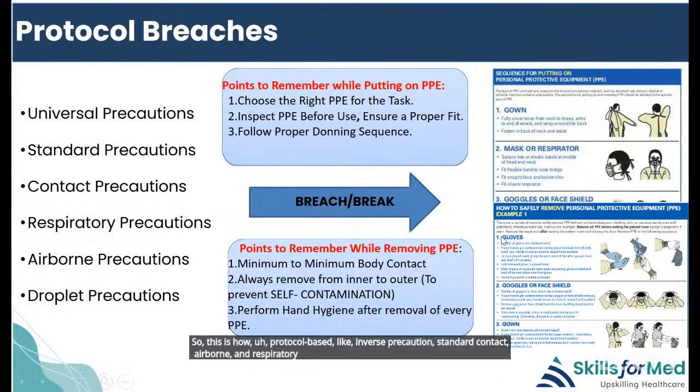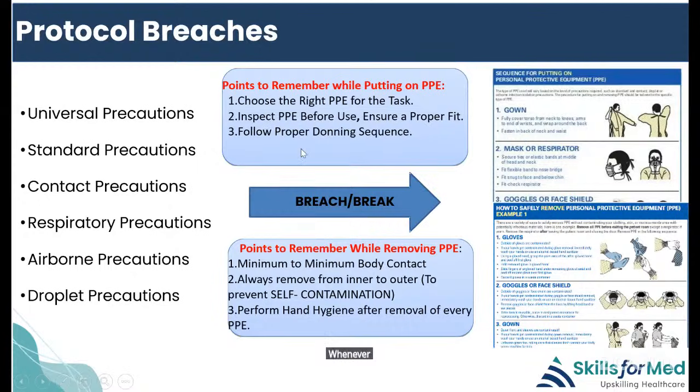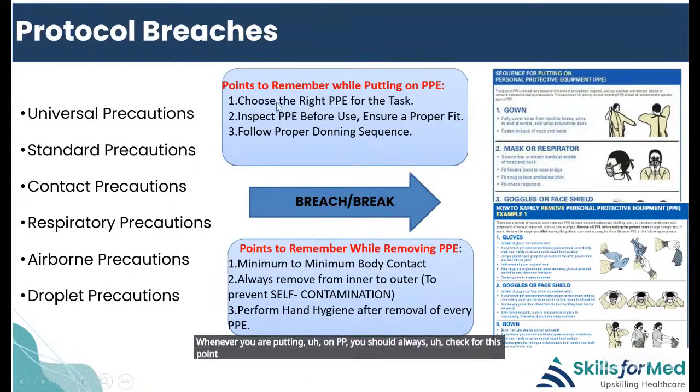So here I have just highlighted donning and doffing, which is very important. Whenever you are putting on PPE, you should always check for these points. First is to choose the right and appropriate type of PPE for the task. Second is to inspect PPE before use to ensure proper fit, and follow the donning sequence.